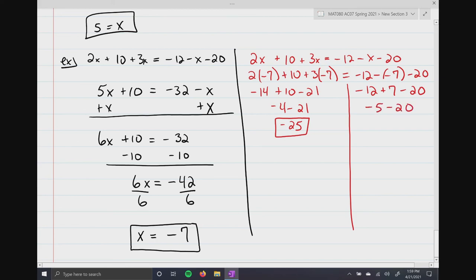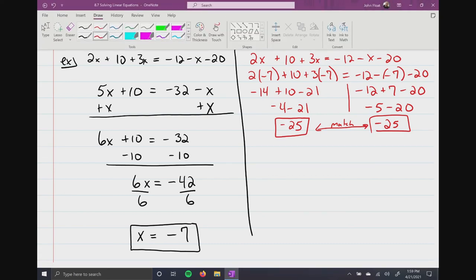And negative 12 plus 7 is negative 5. And the signs are the same, so I combine the numbers and keep the sign. And I get negative 25. So because these match, I know my answer, x equals negative 7, is correct. Does that make sense, everyone?